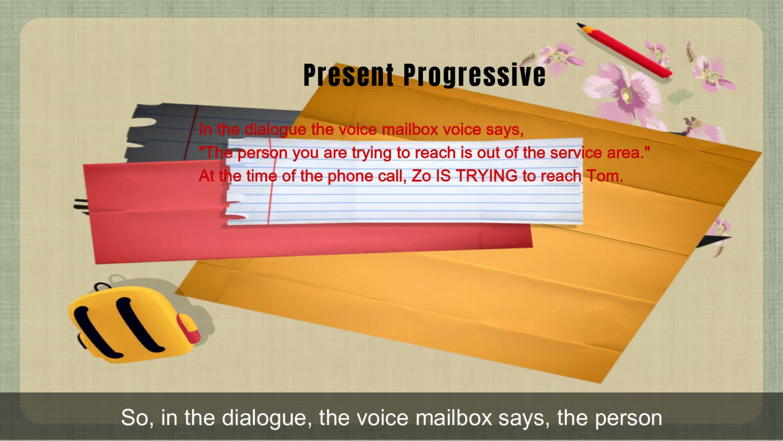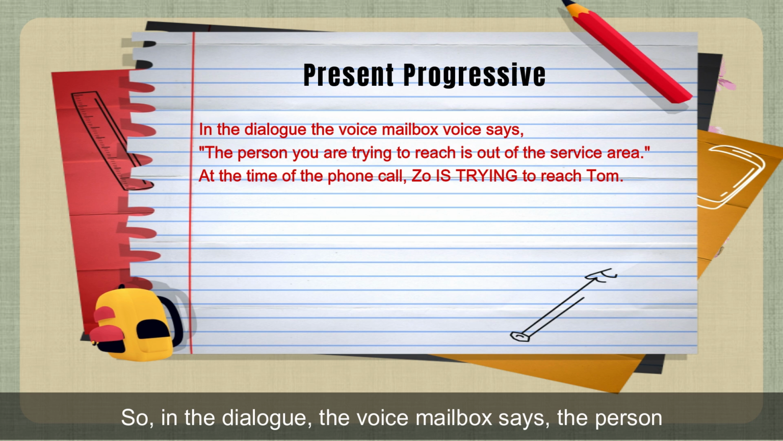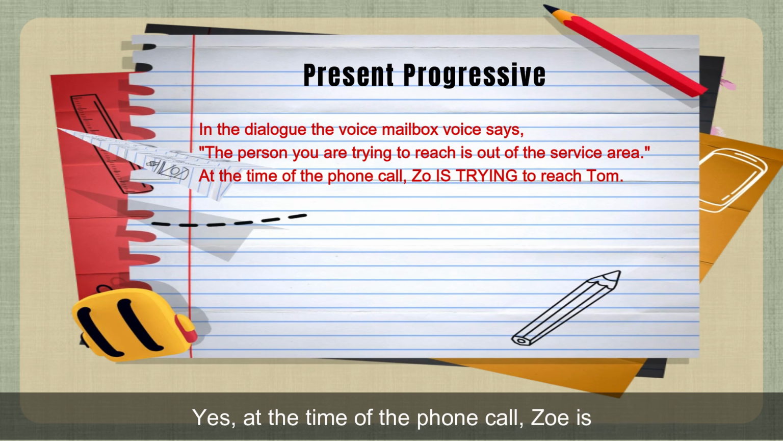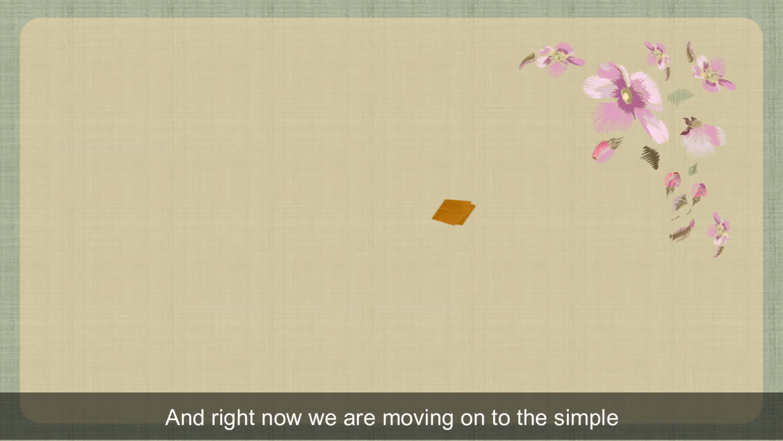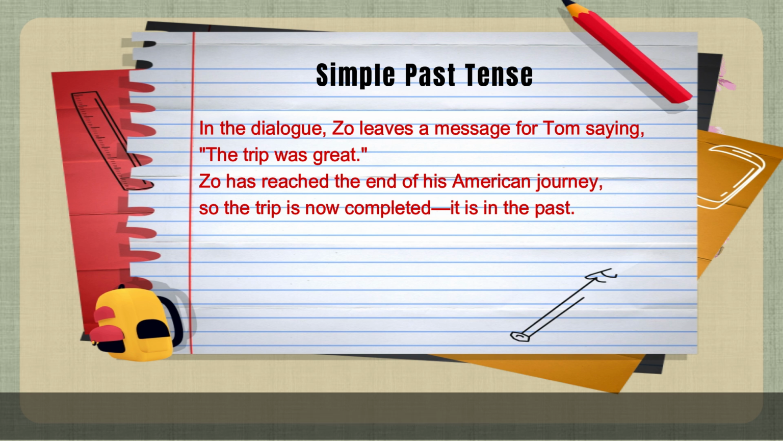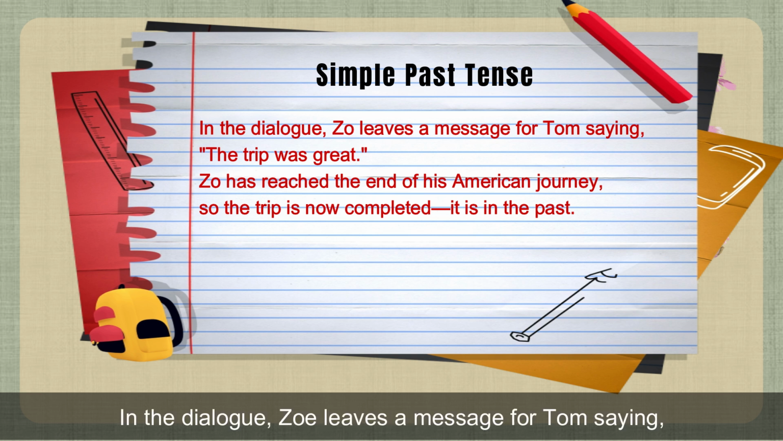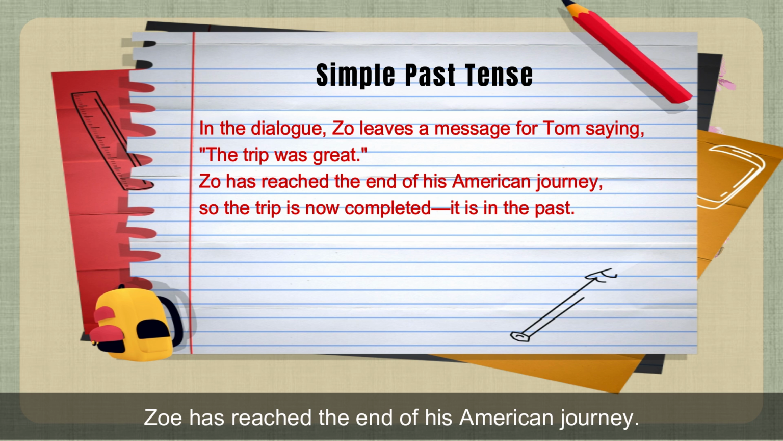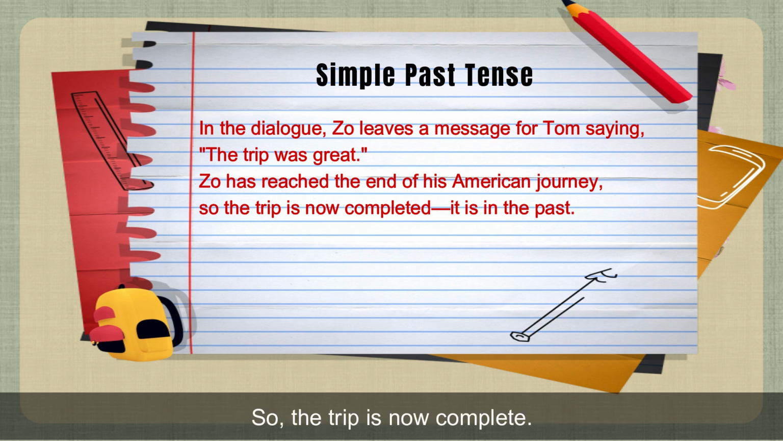So in the dialogue, the voice mailbox says, "The person you are trying to reach is out of the service area." Yes, at the time of the phone call, Zoe is trying to reach Tom. And right now we are moving on to the simple past tense. We are moving on. Simple past tense. In the dialogue, Zoe leaves a message for Tom saying, "The trip was great." That's right. Zoe has reached the end of his American journey, so the trip is now complete. It's in the past.